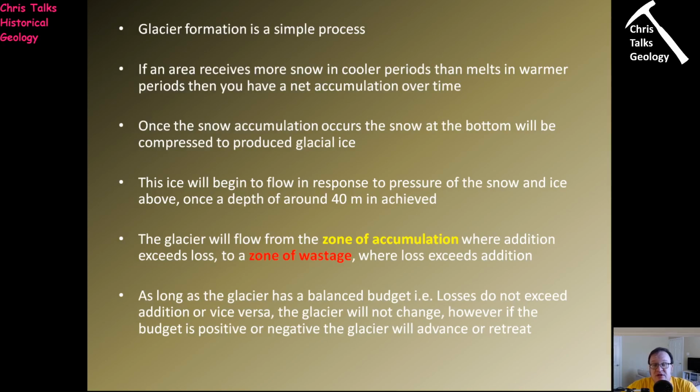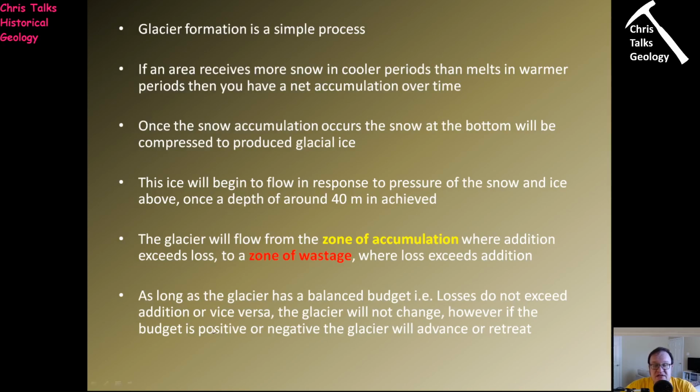So the glacier will then flow from this zone of accumulation, where you get more snow being deposited than is lost, and it will essentially go down into the zone of wastage. The zone of wastage is the area where you lose more ice and snow than you gain in the colder periods. And that's pretty much it. It's a pretty straightforward process when you think about it.